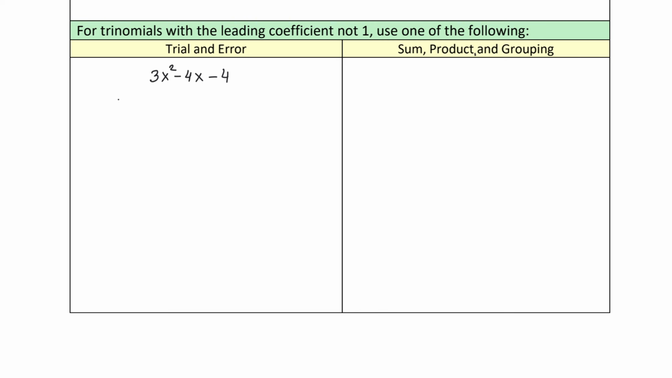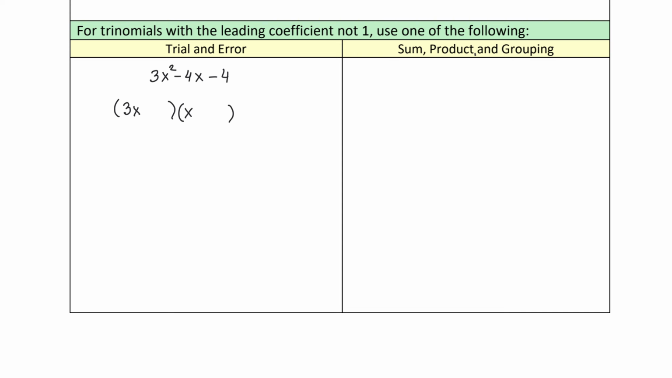To use the trial and error method, we will start with 2 sets of parentheses, and now we need to split 3x squared into a product where each factor has an x. And the only way we can split it is 3x and another x. So we write 3x in one parenthesis and x in the other one. Now, the other numbers that we have to find, when we multiply them, we have to get negative 4. And the numbers whose product is negative 4 can be negative 1 times 4, or positive 1 times negative 4, or positive 2 times negative 2.